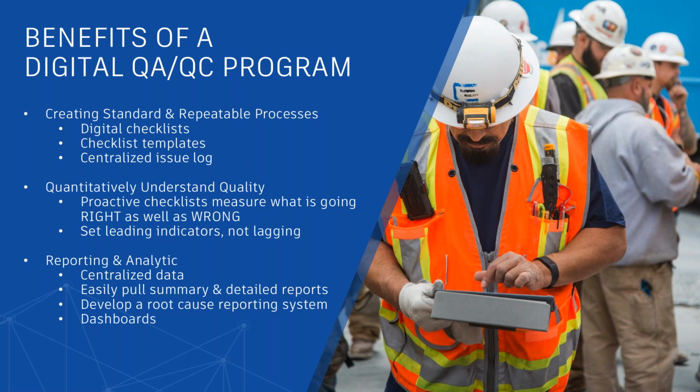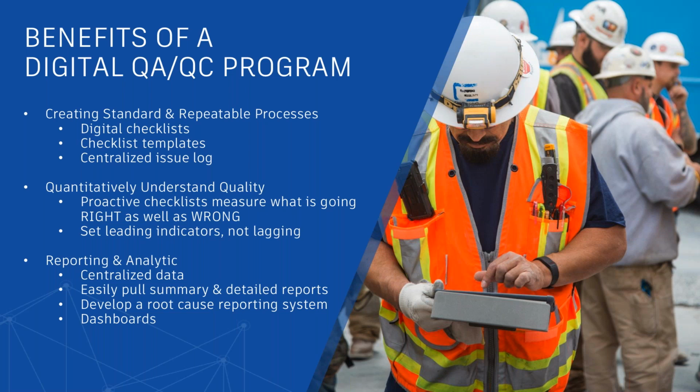The next step, and this is really important, is quantitatively understanding how you're measuring quality on the job. So you do proactive checklists to measure what is going right as well as what is going wrong. If you just do issue management, you're just going to be tracking where issues are. If you do checklists proactively, you're going to be measuring how your subcontractors and how the different areas you're building are performing, so you can understand if one wing is lagging behind another in terms of quality. You can track and manage different subcontractors if one subcontractor is lagging behind another in quality.